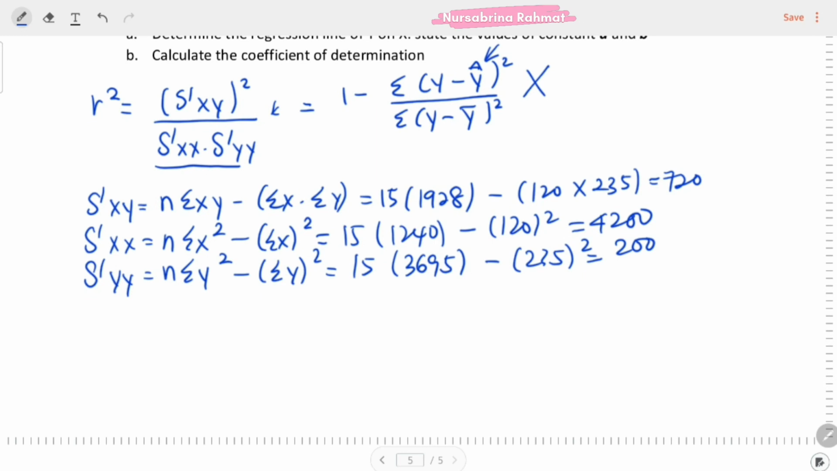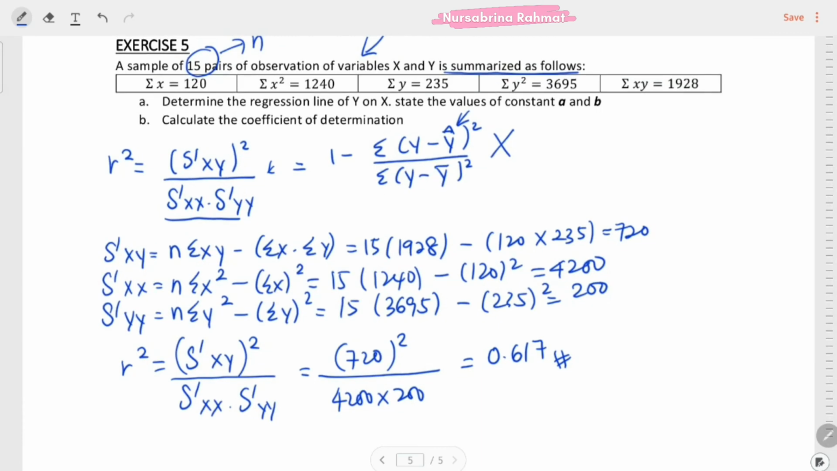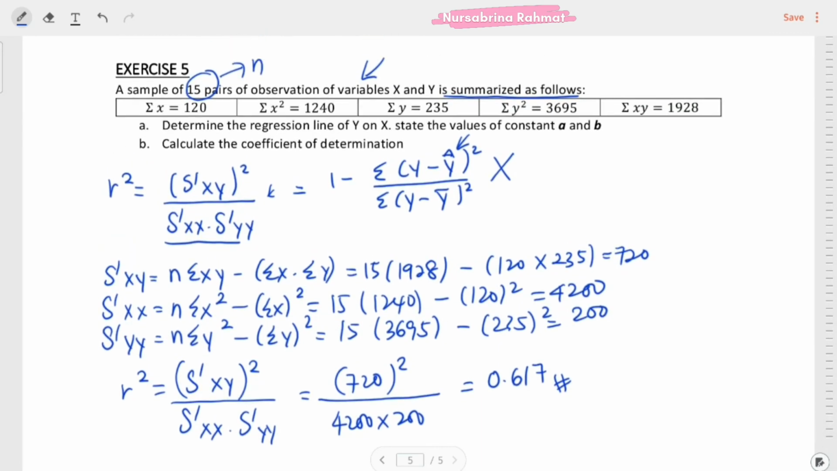Next we substitute all the values into the equation: s prime xy square over s prime xx multiplied with s prime yy. So s prime xy is 720 square, over 4200 multiplied with 200, which equals 0.617. So this is the coefficient of determination for your exercise 5. This is actually your question B.